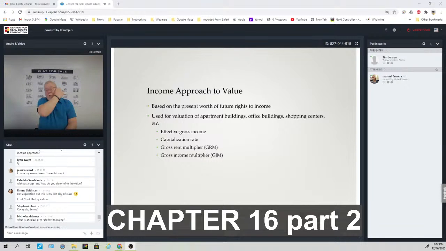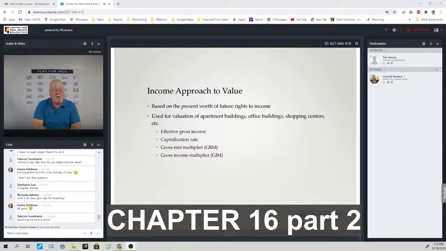I don't have an ideal rate. There is no ideal rate. There is no norm. It's whatever the local market generates as a gross rent multiplier.